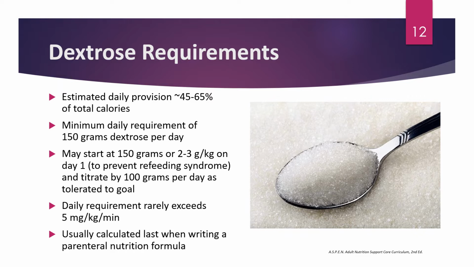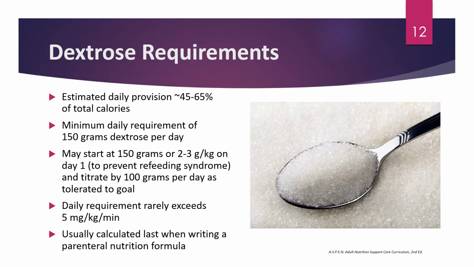So one thing that we do want to keep in mind is we do want to give patients a minimum amount of dextrose. And sometimes there may be exceptions to the minimum amount of dextrose we give, particularly if the patient is very small, say less than 50 kilos, for example, or if we have severe hyperglycemia or a hyperglycemic crisis like DKA or HHS. Typically with dextrose in a PN formulation, we start at 150 grams or 2 to 3 grams per kilo, usually whichever is less, to minimize the risk of refeeding syndrome.